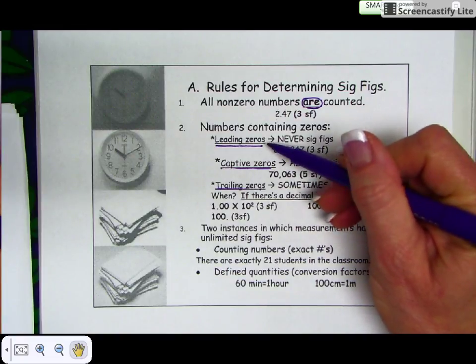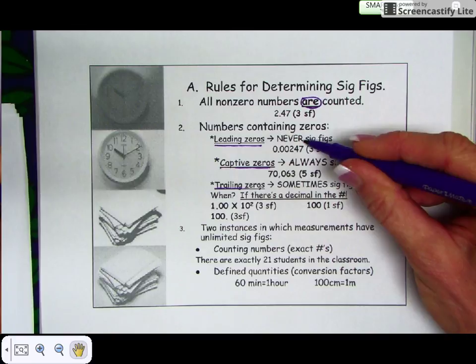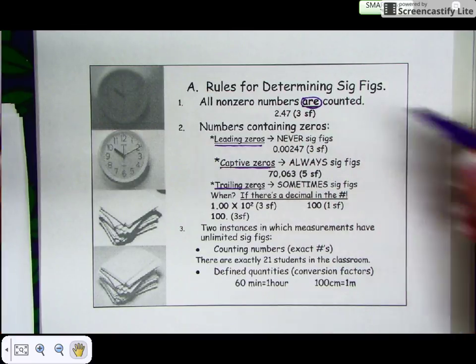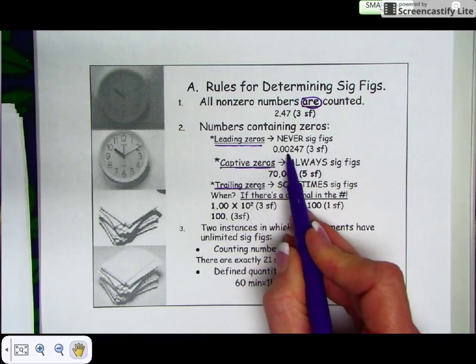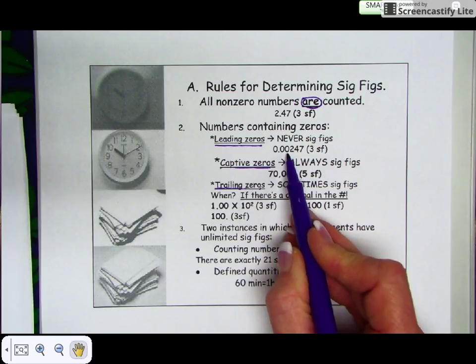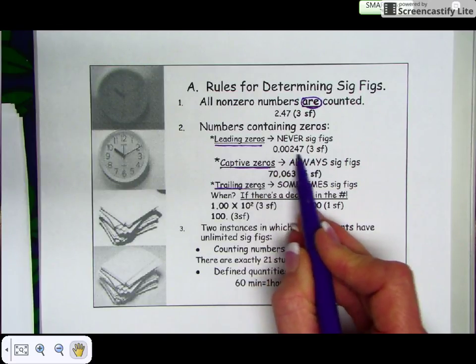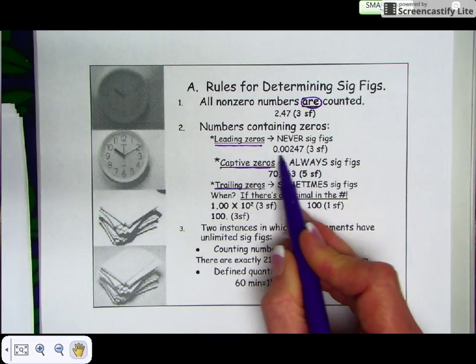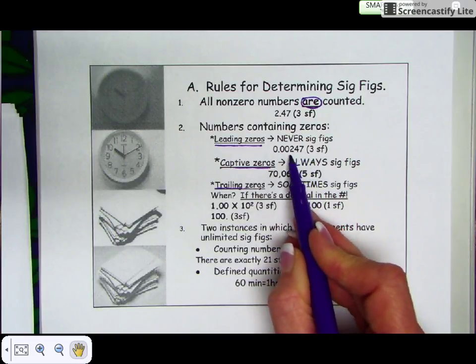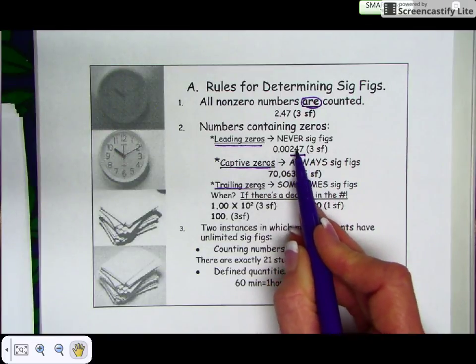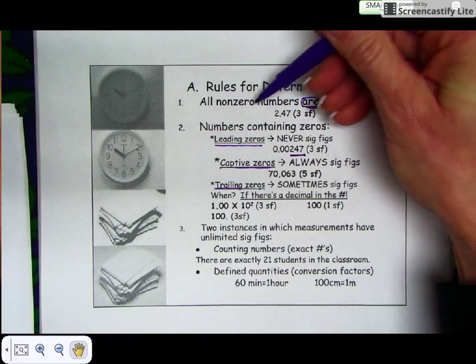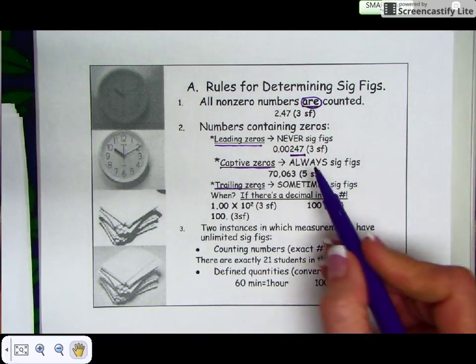The rule for leading zeros is they are never counted as sig figs. Even though we see them and we write them, here's a number that has 3 leading zeros in it. Since they are simply placeholders, they're not counted as sig figs. So if I were to ask you how many significant figures were in this particular number, you would tell me it only has 3 sig figs because the leading zeros never count. The 2, the 4, and the 7 are what we call non-zero digits, so they always count.